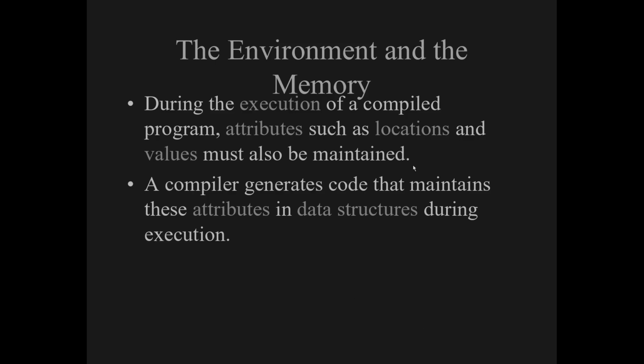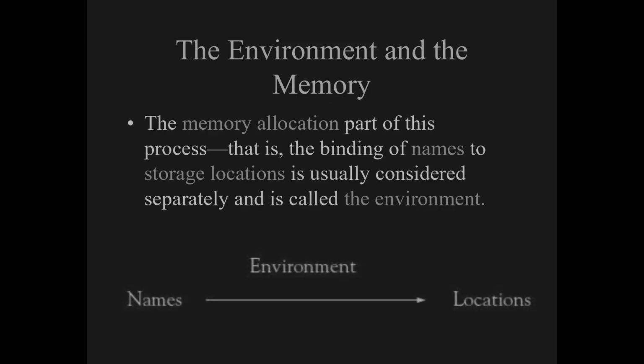Now, let's read the slide. During the execution of a compiled program, attributes such as locations and values must also be maintained during the execution. A compiler generates code that maintains these attributes and data structures during the execution. The memory allocation part of the process, that is, the bindings of names to storage locations, is usually considered separately and is called the environment.